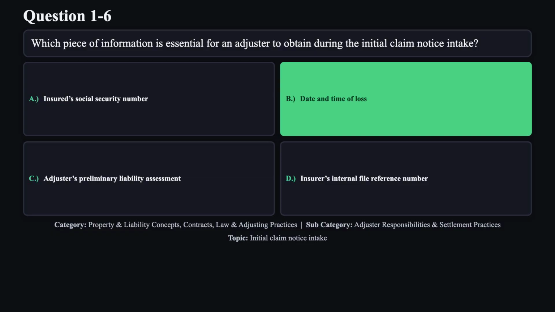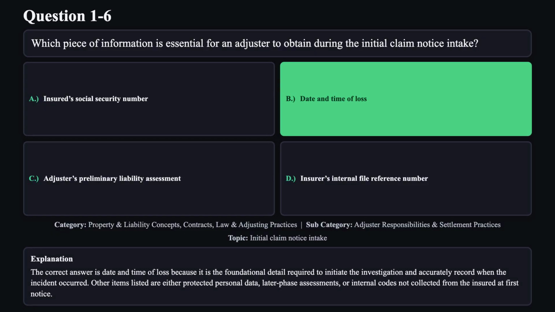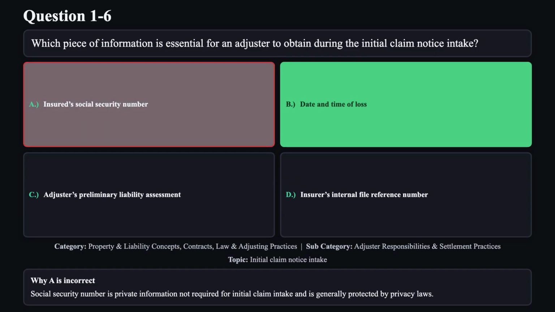The correct answer is B. The correct answer is date and time of loss, because it is the foundational detail required to initiate the investigation and accurately record when the incident occurred. Other items listed are either protected personal data, later phase assessments, or internal codes not collected from the insured at first notice.